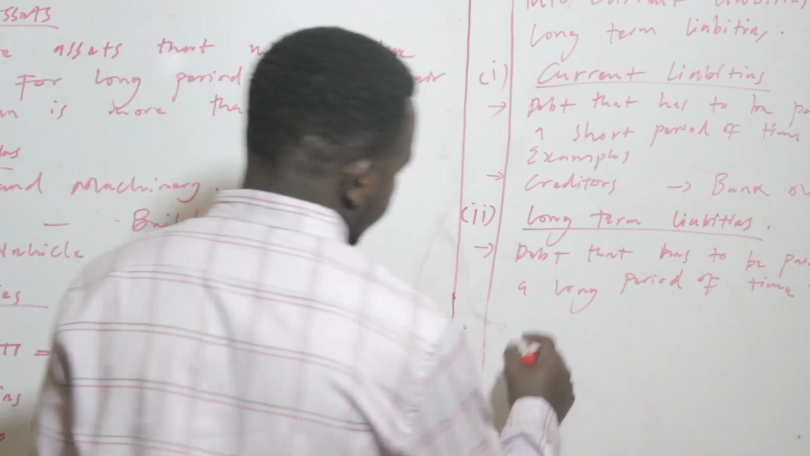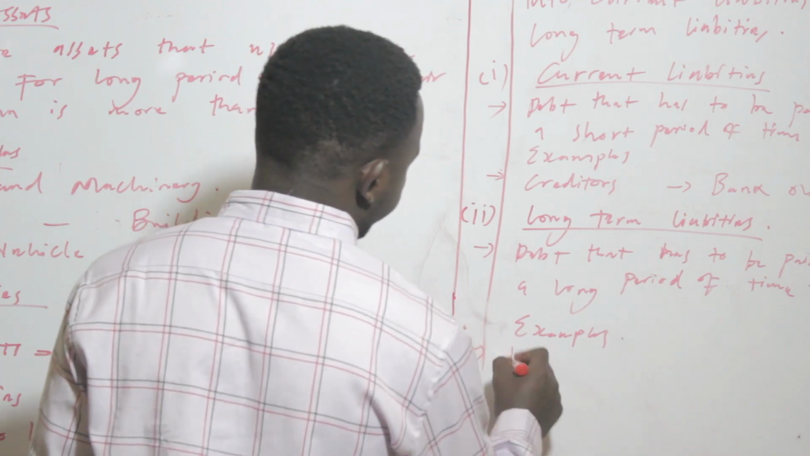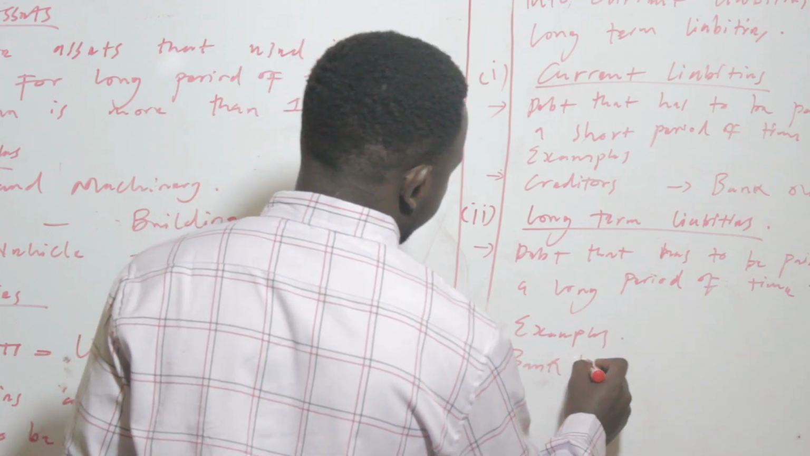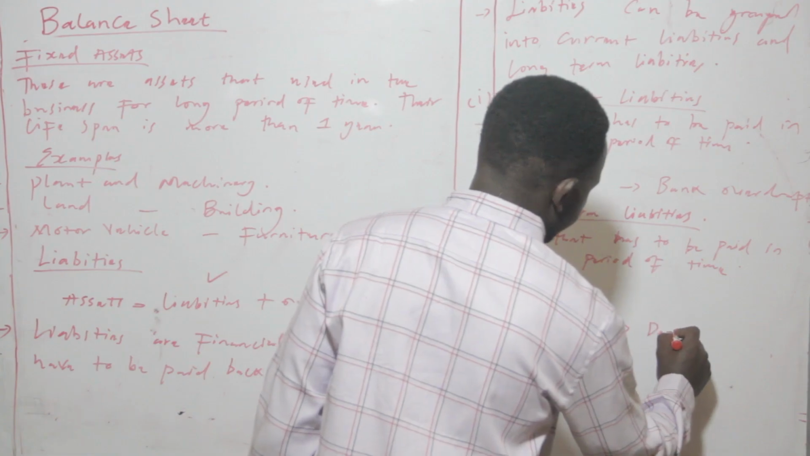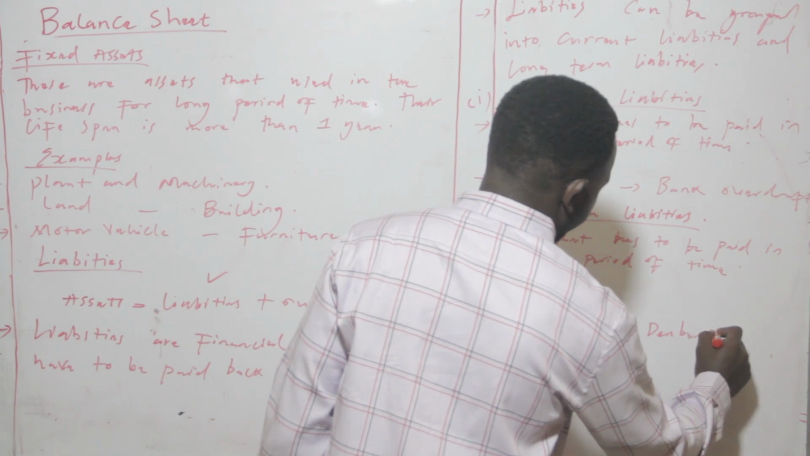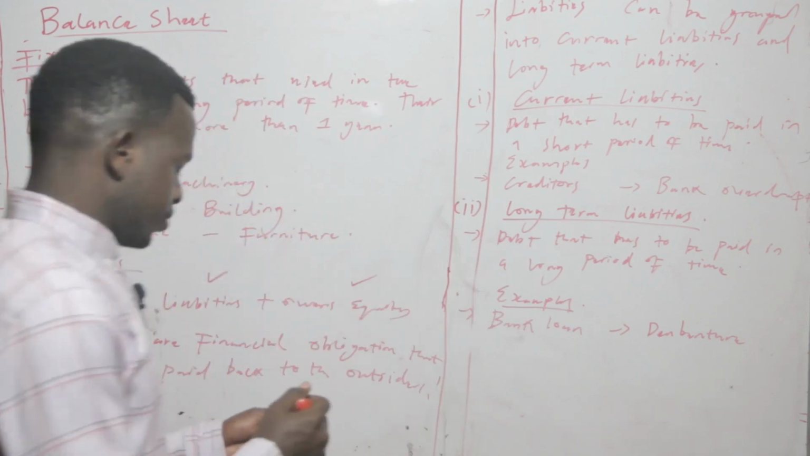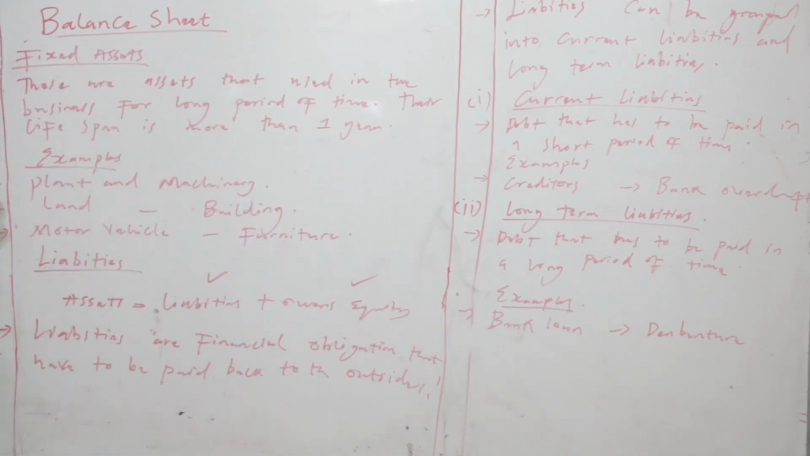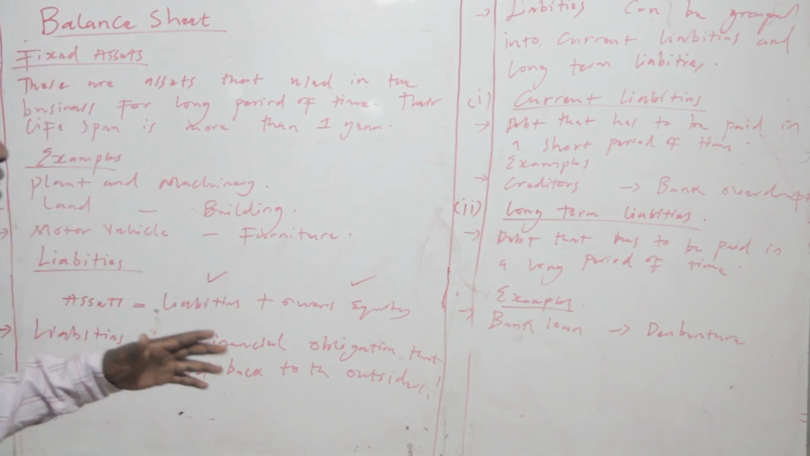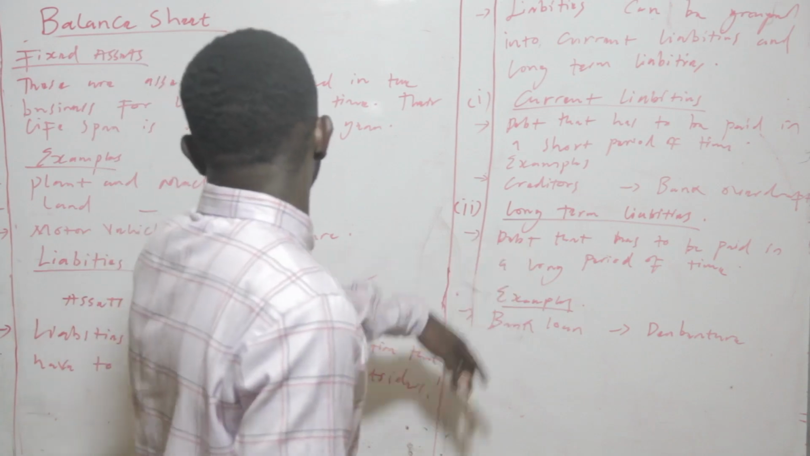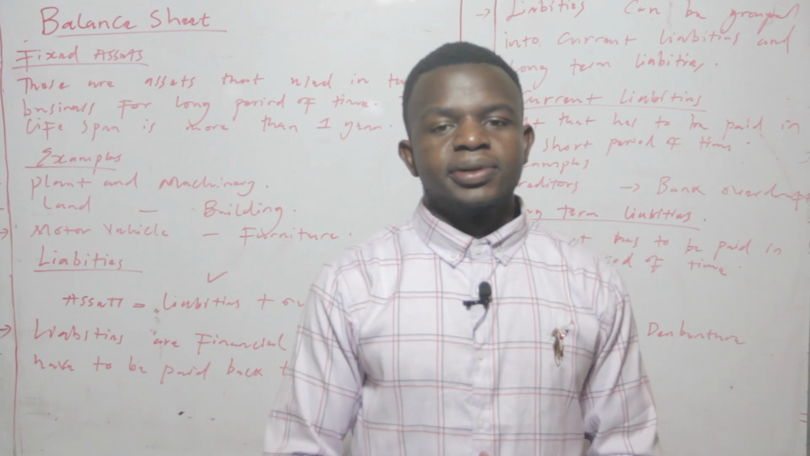And let us look at some of the examples. Here we are having bank loan. Then we are also having debenture. So that's what we can talk about on current liabilities and on long-term liabilities and on fixed assets. Where you have questions, please ask in the group.